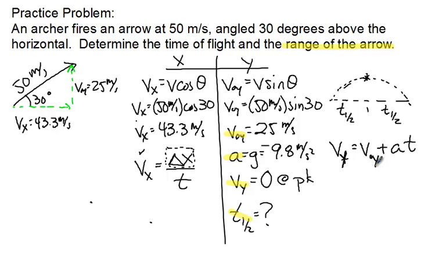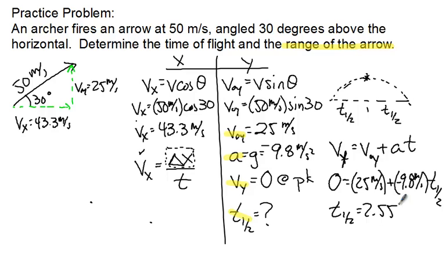Okay, so if we say Vy is 0, and V naught Y is 25 meters per second, plus A, which is negative 9.8 meters per second squared, and because I've made Vy 0, I'm going to make T the half time. And so I can remind myself it's the time it takes to get to the peak. So I'm going to subtract my 25 over and then divide by negative 9.8. So 25 divided by 9.8 is 2.551 seconds. So the time it takes to get to the peak is 2.55 seconds.